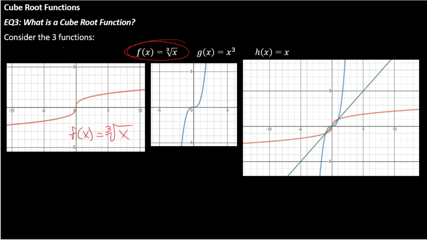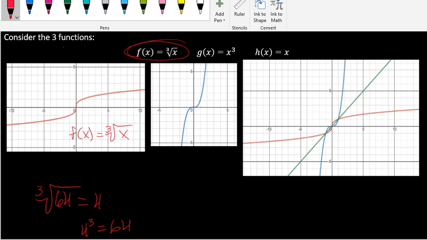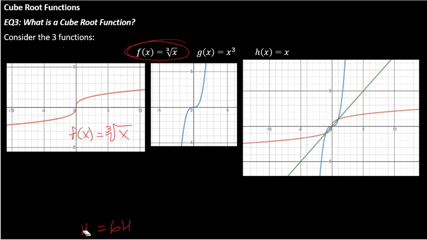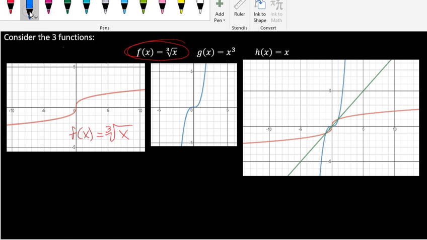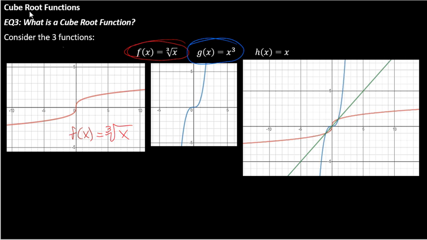And referring back to our getting ready, you had the cube root of 64, right? And the cube root of 64 ended up being 4. Why? Because 4 to the third power is 64. Okay, so they're inverses of one another. Which brings us to our next function, g of x equals x to the third, and this is a cubic function. Cubic because we're cubing x. And these two, blue and red, f and g, cube root of x and x cubed, they are inverses.